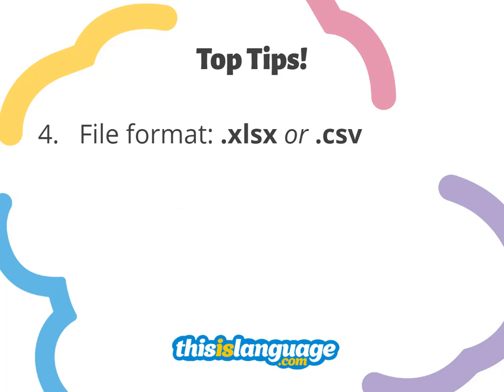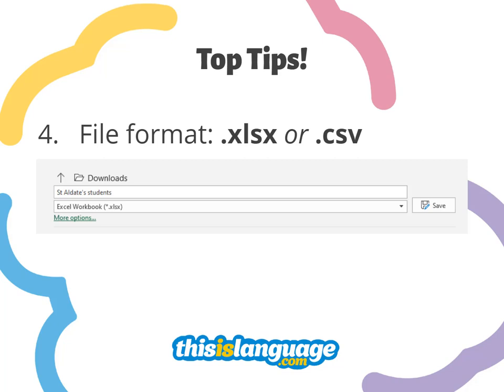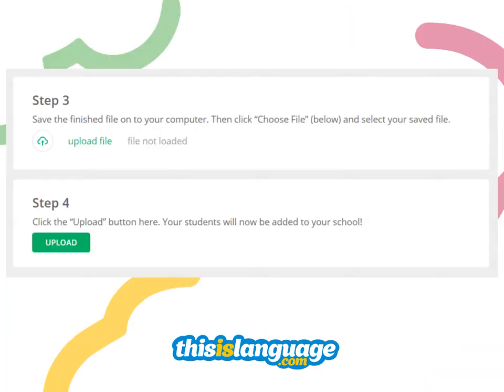And my fourth and final tip is to make sure that your spreadsheet of students is in one of these file formats: .xlsx or .csv. Don't worry, this is really easy to do. When you save your spreadsheet, you'll see the file format right underneath the box where you enter the file's name. Just make sure that this box says either .xlsx or .csv. Click Save, and you're good to go. Now all that's left to do is to upload the file and then finish the process by clicking the green Upload button.